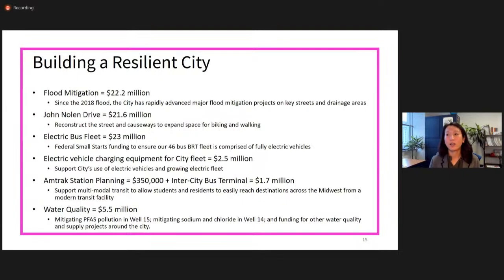So as we have more electric cars and light duty vehicles, we need to make sure that the city's electric system has the capacity to maintain and charge these vehicles. So we added a new program to be able to do this work. And this category also includes other multimodal transit options, such as planning for an Amtrak station and intercity bus terminal, as well as other public health issues like ensuring water quality by mitigating PFAS and sodium and chloride concerns in wells across the city.